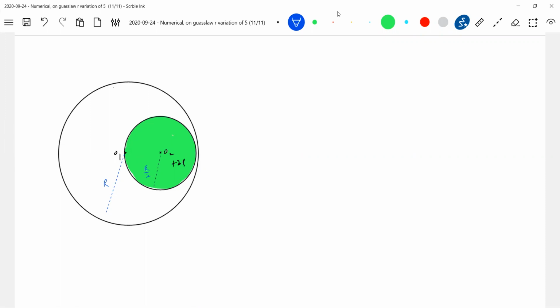R by 2. The density of this is rho. Now I want all the points. I want the field, say at point P1, P, everywhere. So what is again O1P1? O1P1 is equal to say 2R. O2P is equal to R by 4.